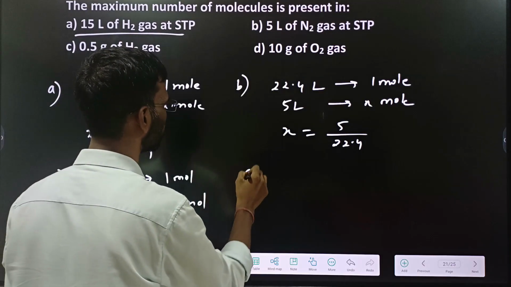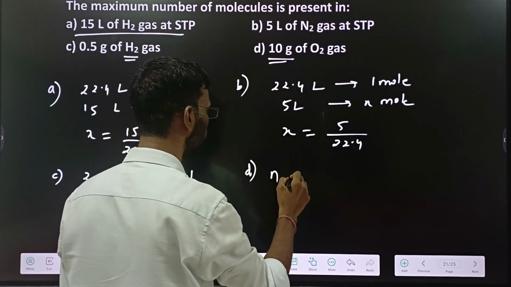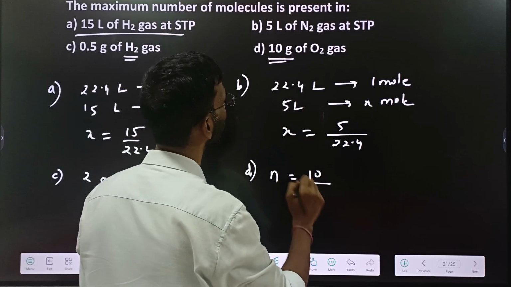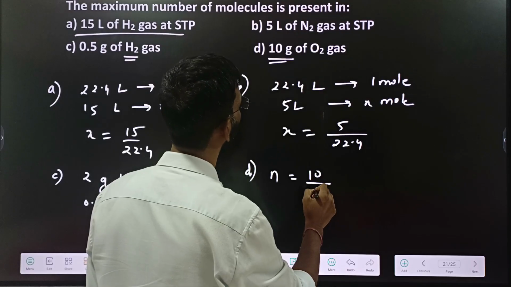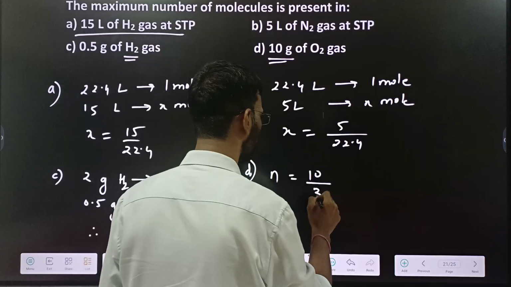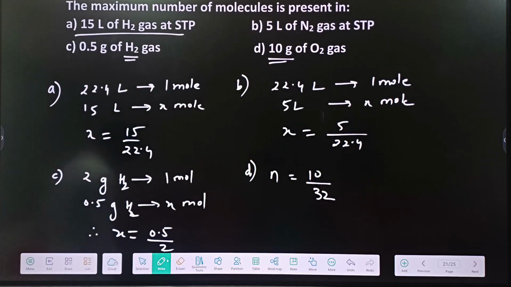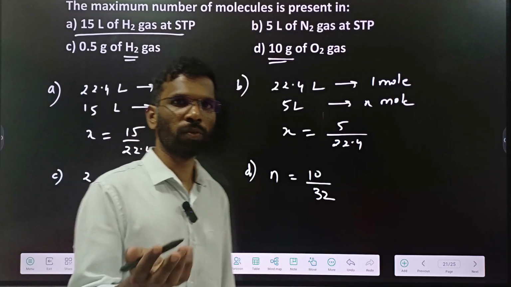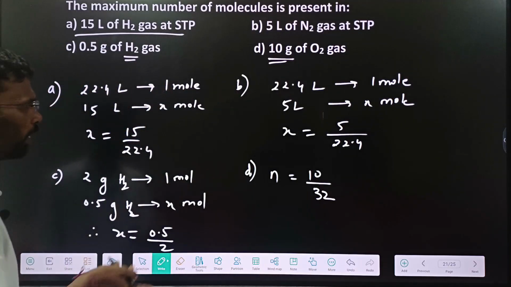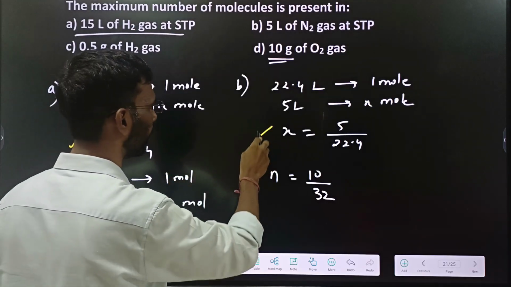And last is what? D. I'll directly write the number of moles is equal to 10 gram divided by how much? O2 molar mass, 1 oxygen is 16, so 32. Right, here number of moles will be this. So in which case are the number of moles maximum? Among all these options, which will be the highest value? We know that among this and this is highest. Okay, we'll eliminate this.